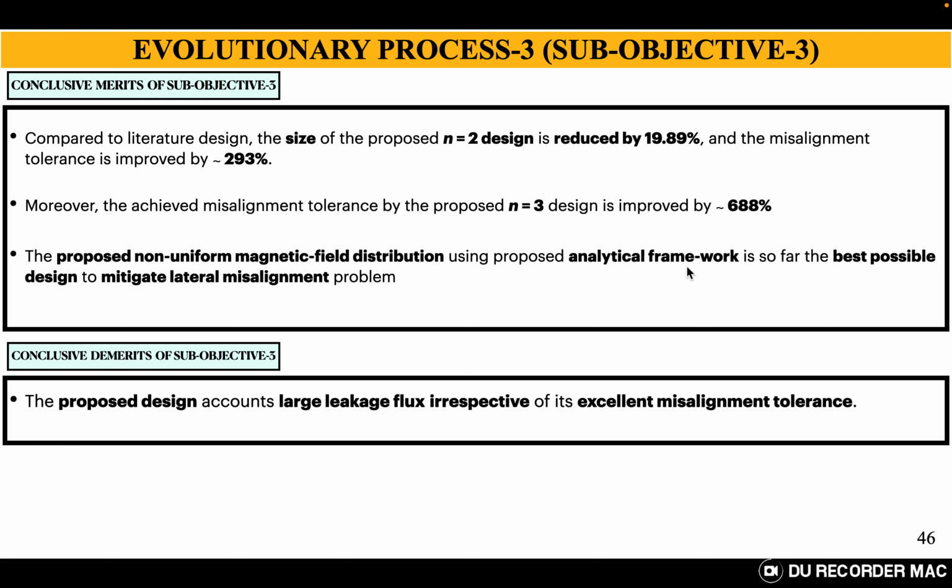the lateral misalignment problem. So what is the conclusive demerit of sub-objective 3? The proposed design still accounts for a large leakage flux irrespective of its excellent misalignment tolerance. So the problem is leakage of flux. Let us suppose it is perfectly aligned, then a large part of the flux which is concentrated at the receiver coil region is not coupling with the receiver coil, so the efficiency is getting reduced. So this flux leakage is reduced in the further evolutionary processes.